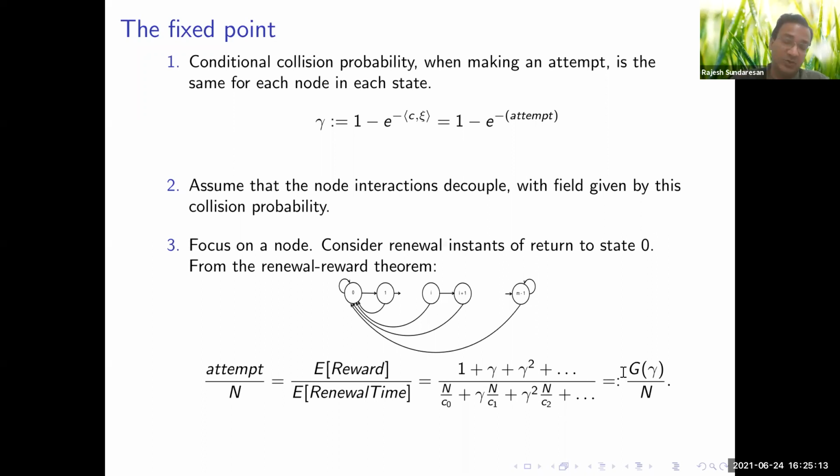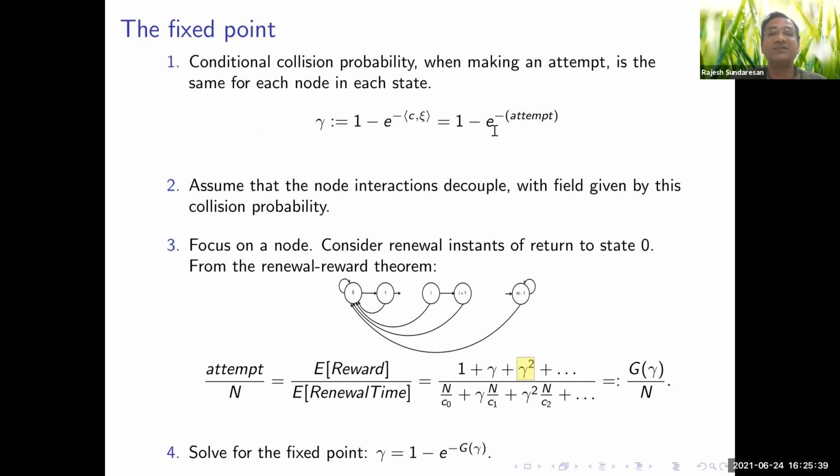And this was based on a response analysis for this particular node. Now, here we have the collision probability as a function of the attempt and expected number of attempts. And here we have the expected number of attempts as a function of the collision probability. And therefore, we can write this as a single fixed point in one of the variables, and we choose to write it in terms of the collision probability.